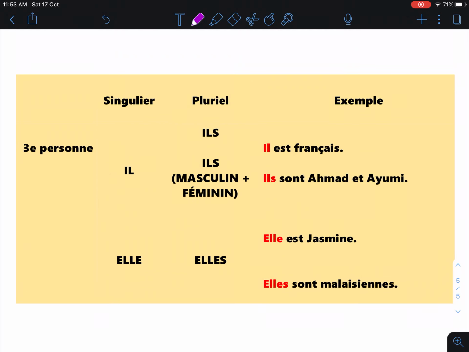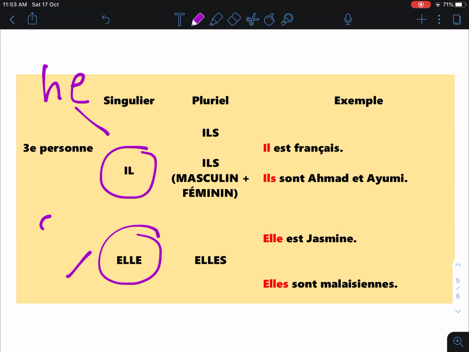You have here il and elle. This is he, and this is she. Again, I repeat, il, elle. That will be in singular. So I'm going to read the sample using il. You have here il est français. Still the S is silent. Now you have here elle est Jasmine.